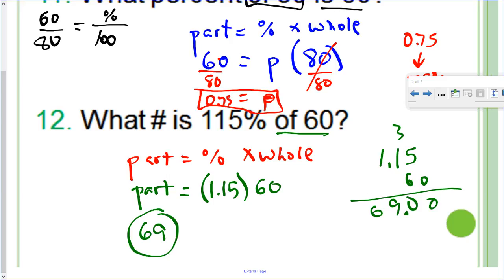Now that might look a little funny because the part is actually bigger than the whole thing. But remember, we're dealing with 115%, so that's even more than the original amount. So just keep that in mind. There are problems like this where it's over 100%. You can't just rely on always using the smaller number as the part and the bigger number as the whole number. It's not always the case.